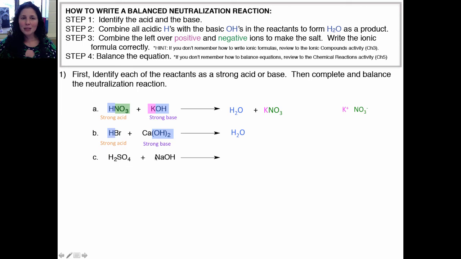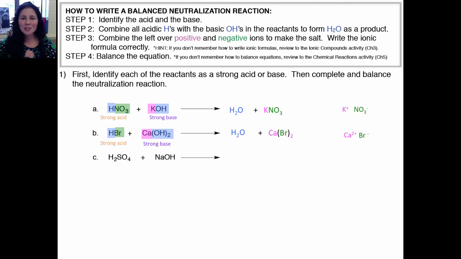Step 3 is to combine the positive ion from the base, so calcium here is a +2 ion, and then the negative anion from the strong acid gives me Br-, and I'll combine these and write their correct chemical formula, CaBr2. The last step is to balance the equation. If you don't remember how to balance equations, review the information in Chapter 5.